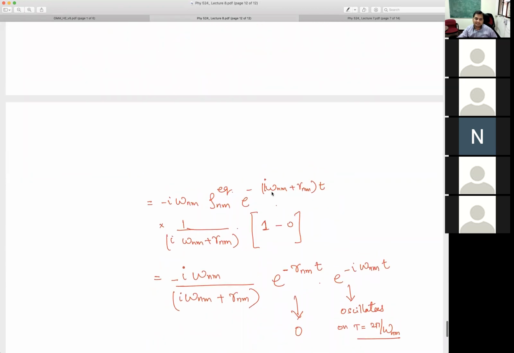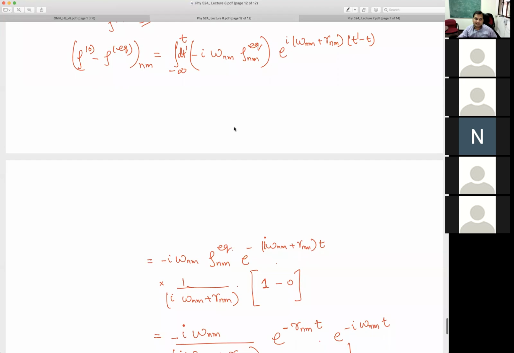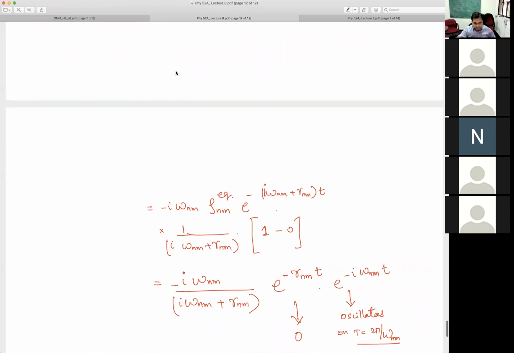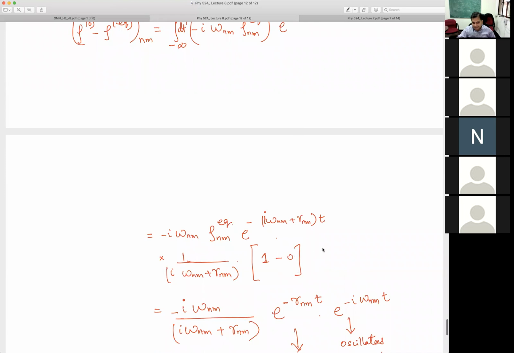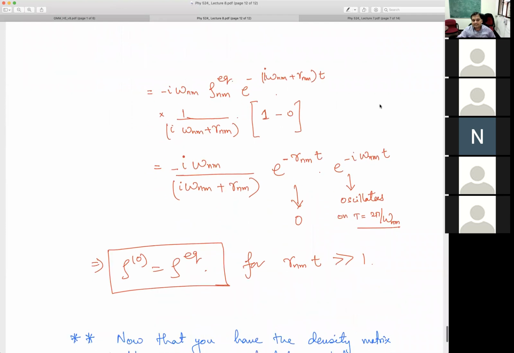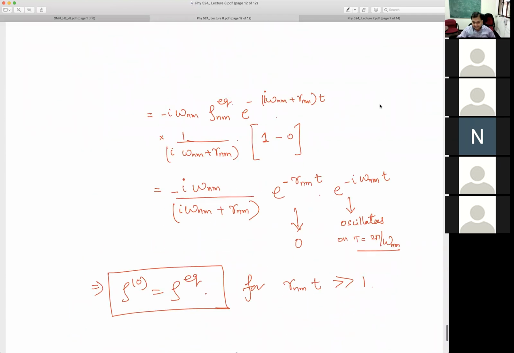And t prime, if I integrate, I get this term in the denominator times e to the power minus i omega nm plus gamma nm, minus infinity, which is 0. Okay, if you integrate this carefully, I think I have made some mistakes here. But if you do this integration carefully, you can show that again the same thing.